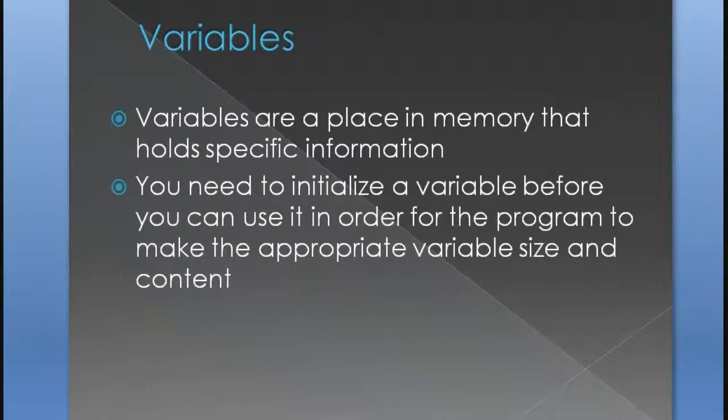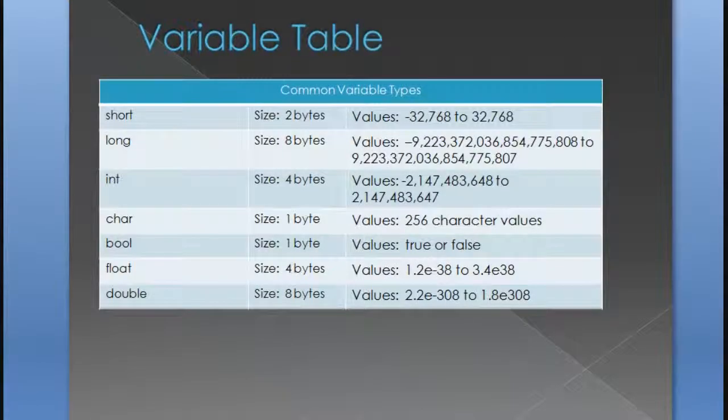So let's first talk about variables. A variable is a place in memory that holds specific information. You need to initialize a variable before you can use it in order for the program to make the appropriate variable size and content. You can't use it without initializing it because your memory space isn't allocated to that specific variable. And you'll see why in the table I'll show you right here.